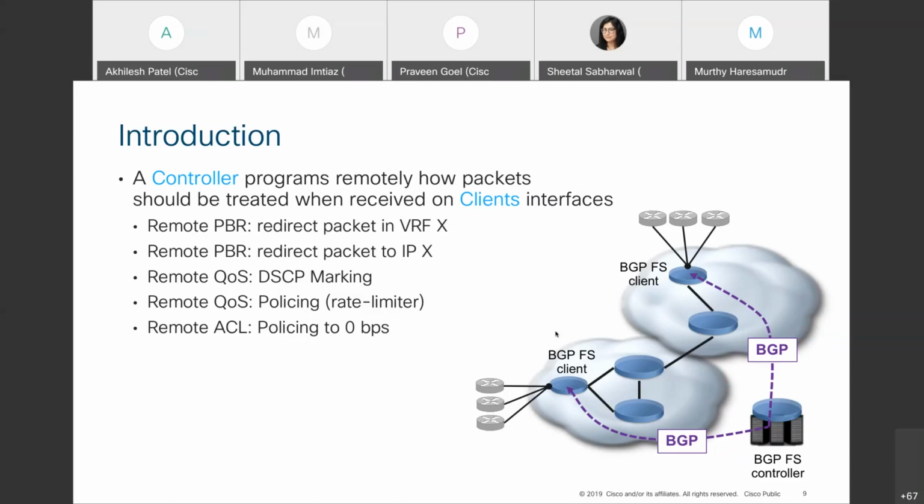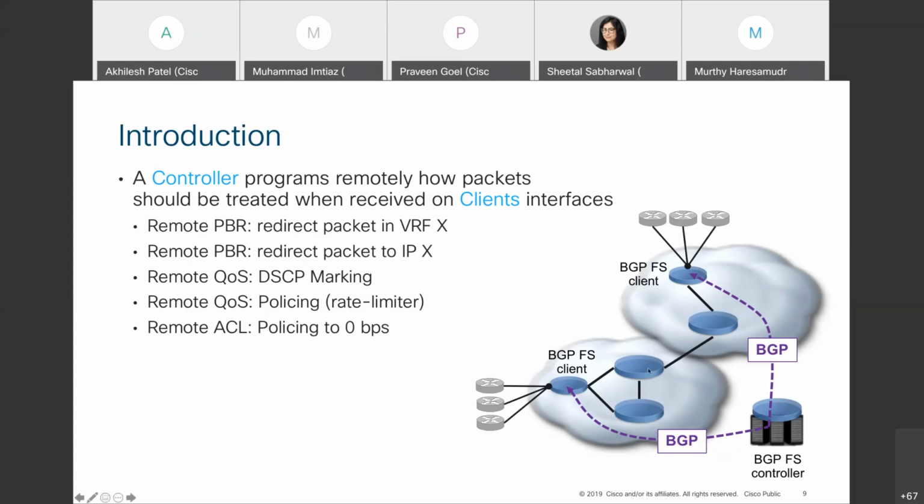Then you can also remotely program the QoS, where based on a certain matching criteria you do the DSCP remarking or DSCP marking. Of course, you can do the policing as well, and you can do the drop action, which is equivalent to having an ACL on an interface. And when we do the policing at 0 BPS, like we had talked about, that is equivalent to having an ACL with a drop based on the matching criteria.